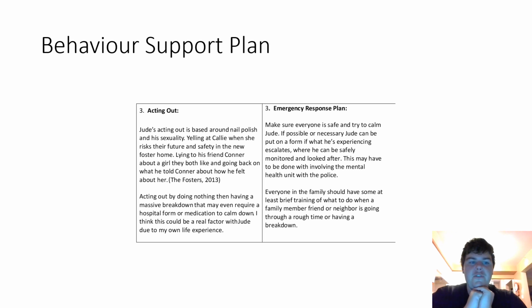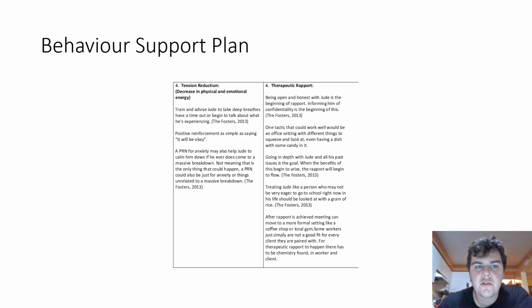So one incident of Jude acting out is when he yells at his sister Kaylee for risking their safety in their new house. One emergency response plan would be to have everyone in the family educated and trained to know what to do in the event of a crisis. Not just for Jude, but for their whole family in general, for their whole lives. So for tension reduction with Jude, I think a PRN would help him for anxiety. And for therapeutic rapport, just being open and honest with him would be a good tactic in achieving that.